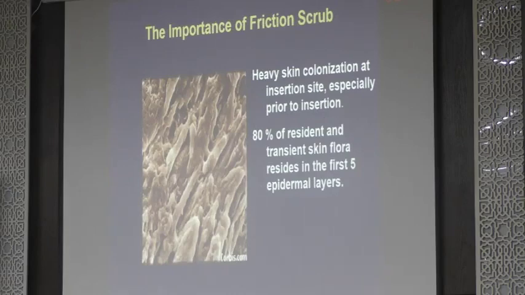It's important to not just put betadine on your wound site. It's important to do a friction scrub. This is an electron microscope image of the skin showing that 80% of the resident bacteria lie in the first 5 epidermal layers. So unless you do a real friction scrub, you'll still have contamination of your proposed sterile site.